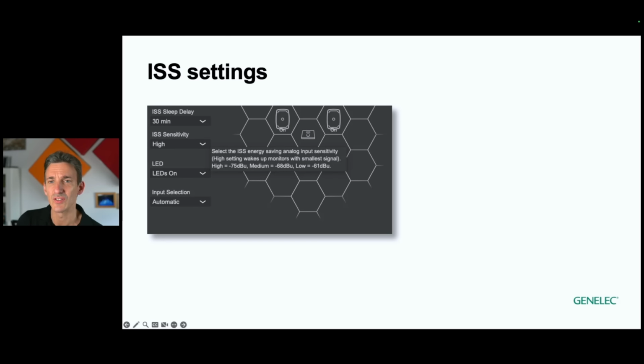And therefore, we also introduced ISS sensitivity, and these sensitivity settings, high, medium, low, are sometimes confusing. Therefore, we try to make it easy. If you have your mouse on this sensitivity area, you will see this text I have now in the PowerPoint, and this shows you what it means. A high sensitivity means that very low signals, for example, minus 75 dBU, already will wake up the speaker. Medium is minus 68, and low is minus 61. So if sensitivity is low, you need a higher signal to get the speaker back to life.